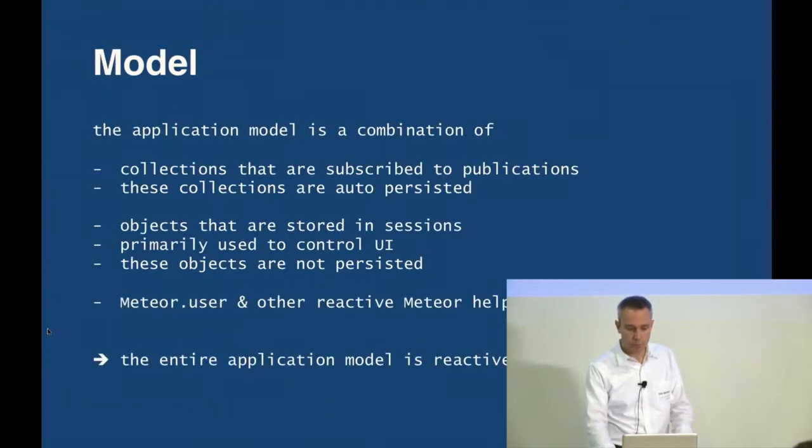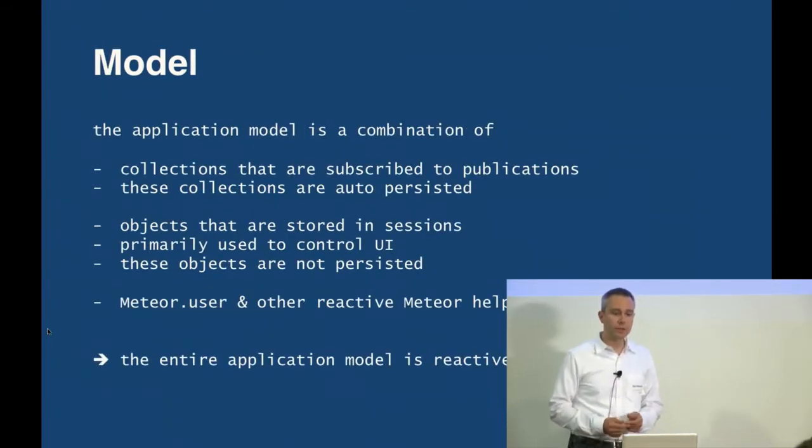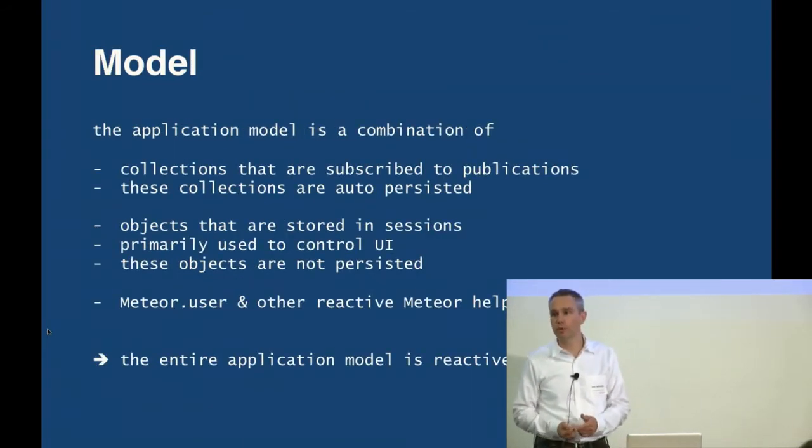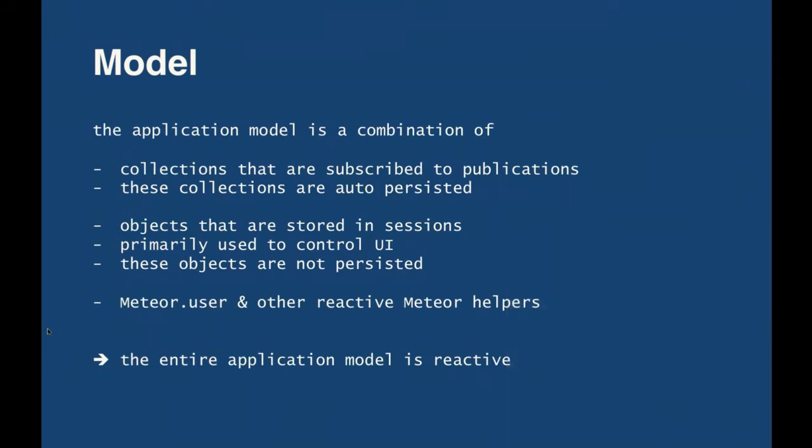Now, the model is really simple. I think the model couldn't be simpler in Meteor than it is today. Basically, I've got a number of collections. Those collections are subscribed to publications, so they're auto-persisted on a database. I've got objects that are stored in sessions.